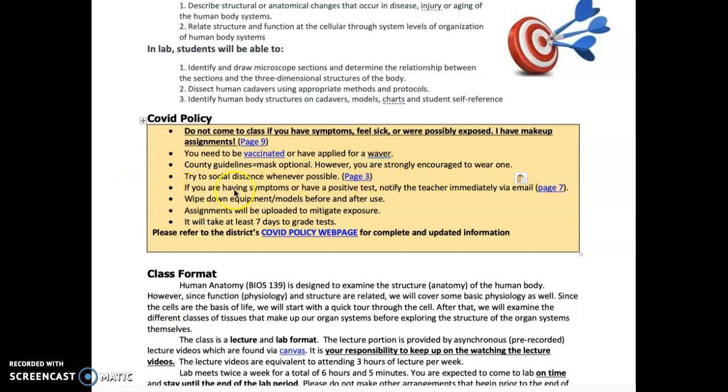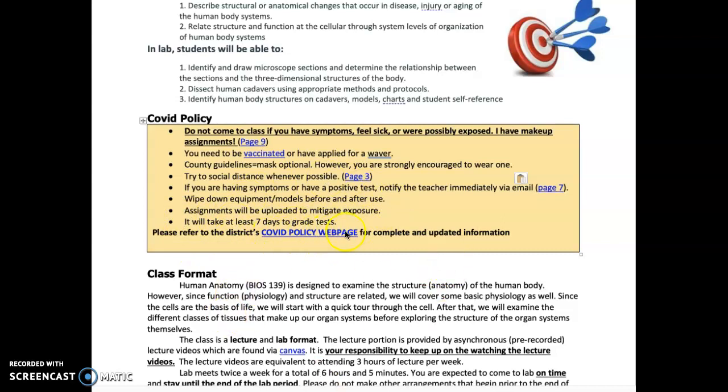If you are symptomatic or have a positive test, tell me via email. This is actually a very important requirement. I need to tell the dean. Wipe down things before using. We are uploading everything to mitigate exposure as well.